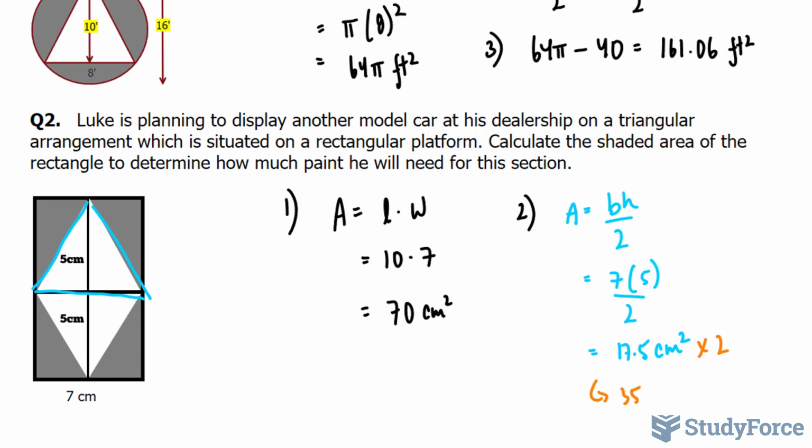Now all I have to do is subtract, and this is step 3, the area of the rectangle, which is 70, minus the area of the triangles, which happen to be 35, and our final answer is equal to 35 centimeters squared. So there you have it. To create this miniature model display at this dealership, Luke has to paint 35 centimeters squared, which can be done with a mini paintbrush.